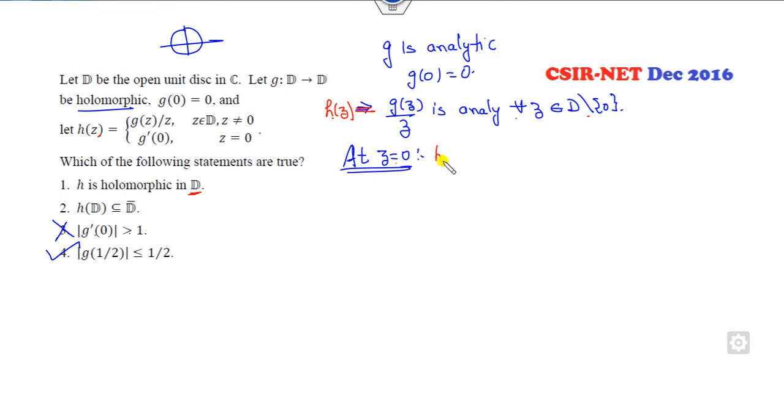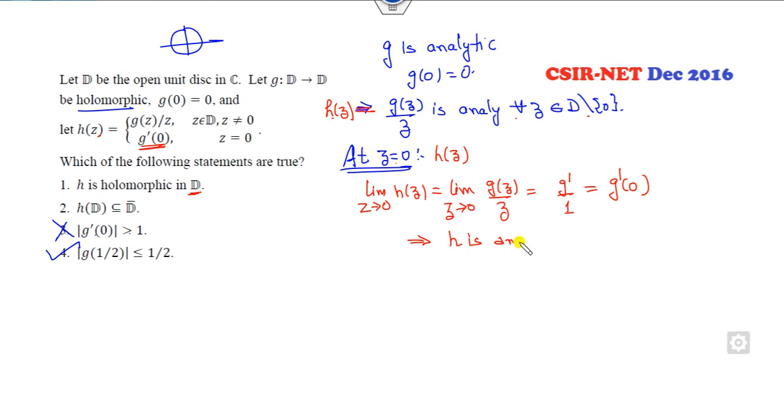Now I can check the properties at 0. Fine. So what is the limit of g(z) divided by z? g of 0 is 0, so it's a 0 by 0 form. So I can apply the derivative. What is that? It's g dash 0, which is a finite value. What is the meaning of that? It means h is analytic at z equal to 0. Also it is analytic in D minus 0, so it means h is analytic for all z in the domain. So this option is the correct option.